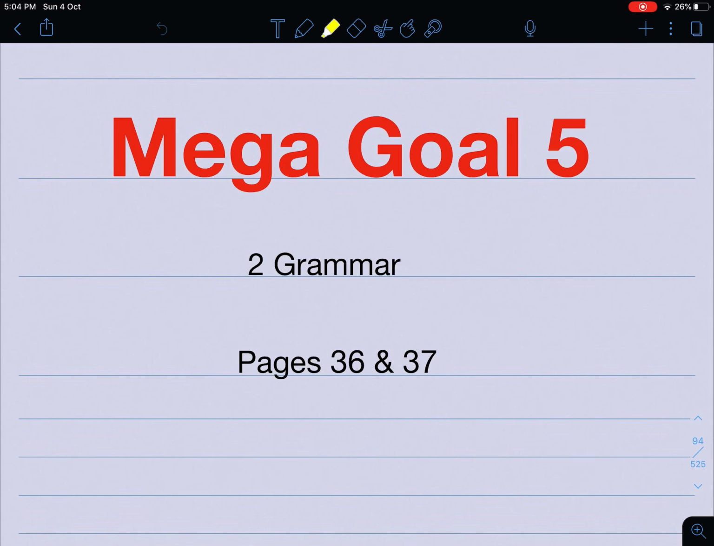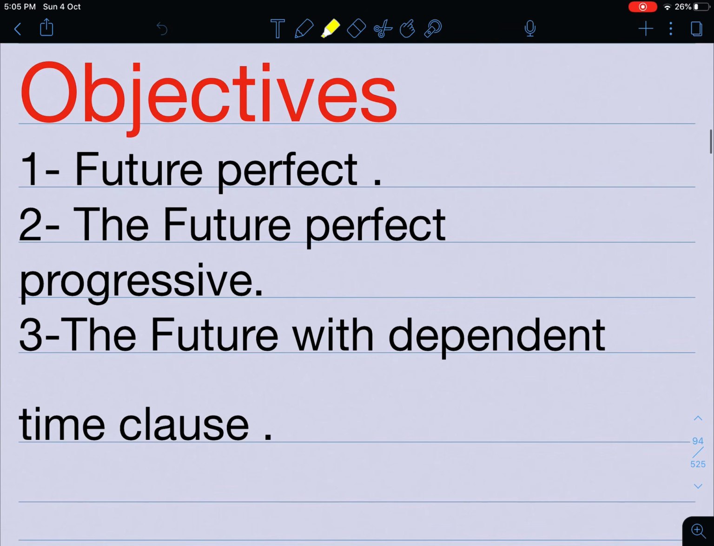Hello everybody, Mega Goal 5, third secondary, and this is the grammar lesson for Unit 3 on pages 36 and 37. Now let's take a look at the objectives as I have written them previously. The first one is the future perfect, the second one is the future perfect progressive, and the last one is the future with dependent time clause.